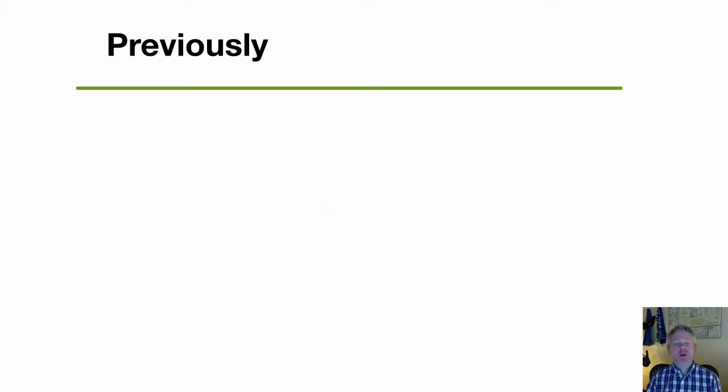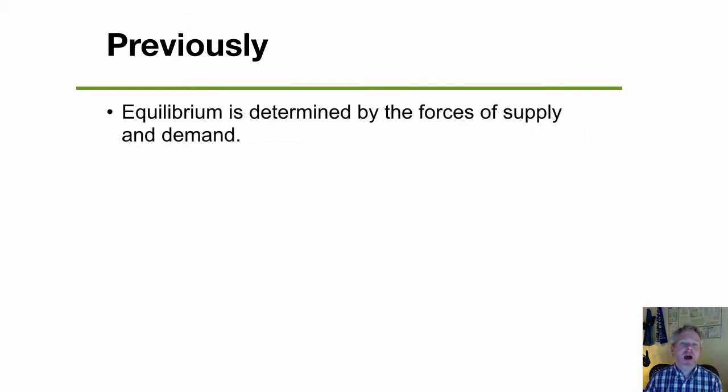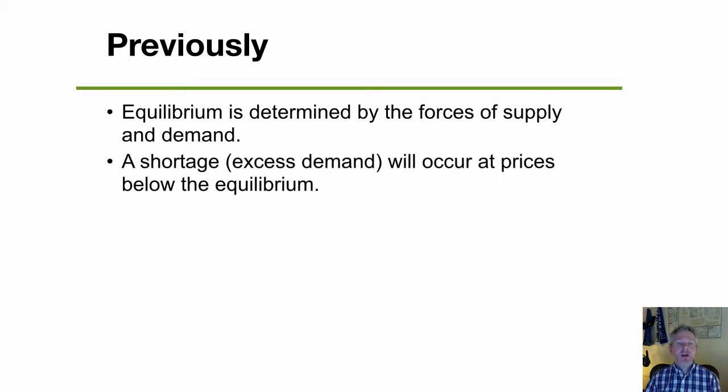All right. So previously, we've talked about how equilibrium in our supply and demand model is determined by the forces of supply and demand themselves. And a shortage means there's excess demand for whatever the good is that we're modeling in our supply and demand diagram. And this will happen at prices that are below the equilibrium.